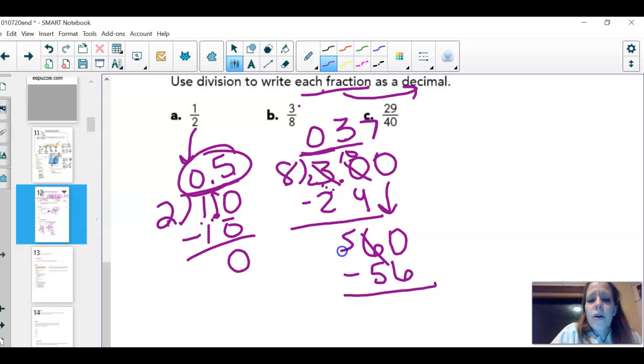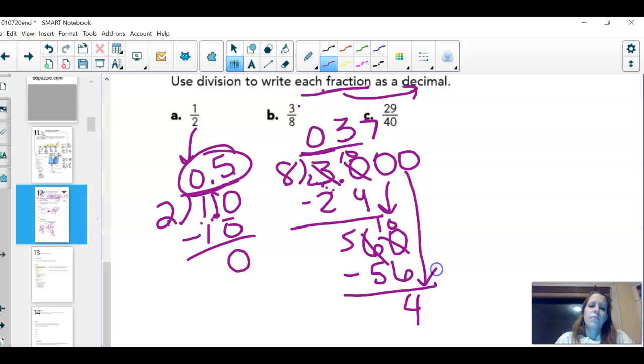Okay, 5, 0 is 10. 10 minus 6 is 4. I still don't have 0, so I need to drop another 0. 8 times 5 gets me to 40. That gives me 0, so now I'm done.